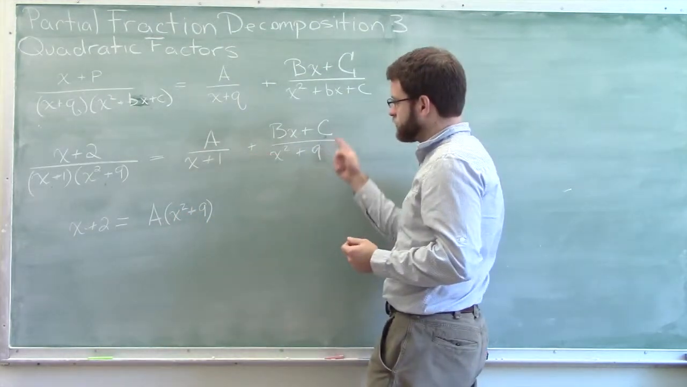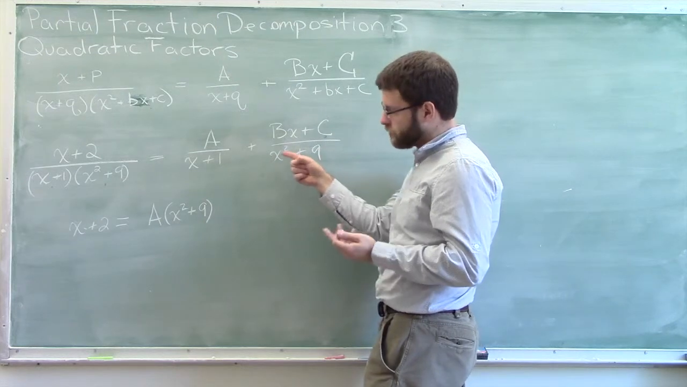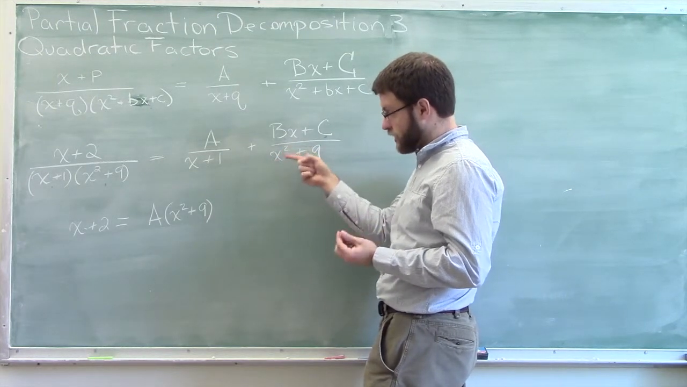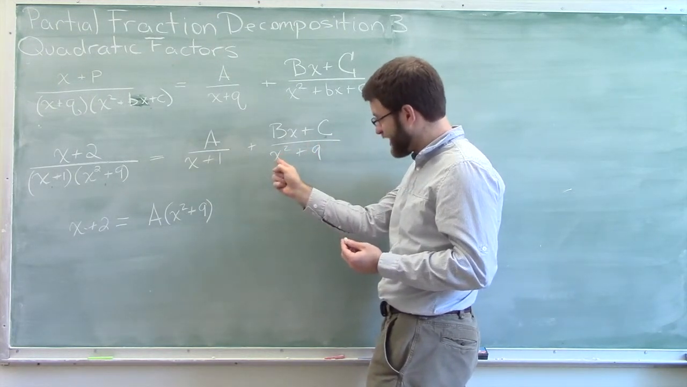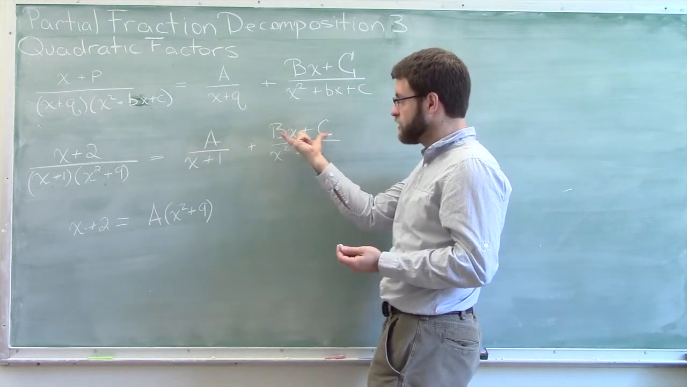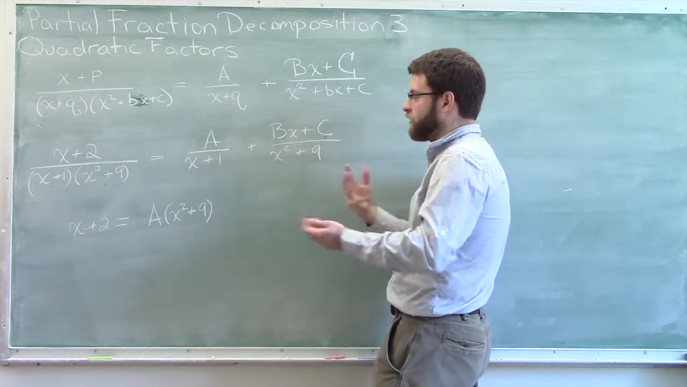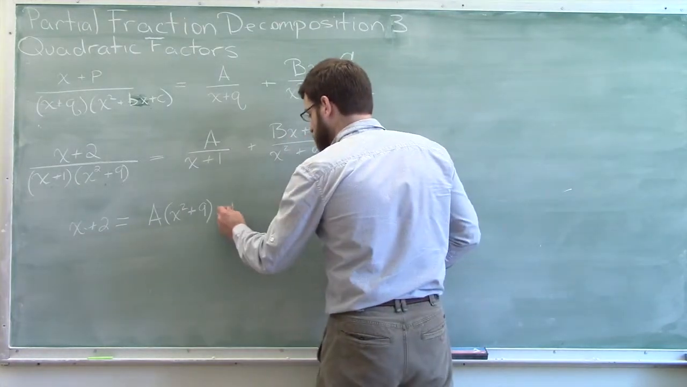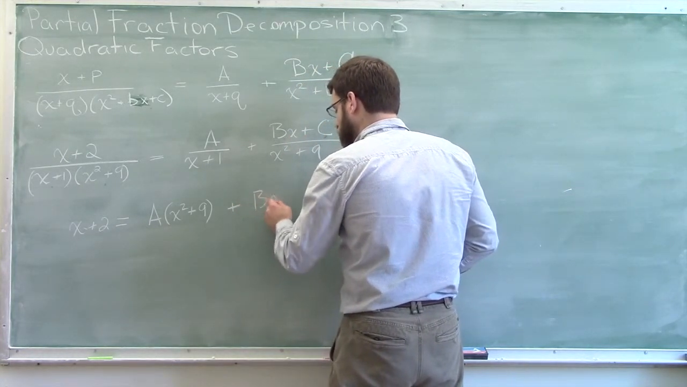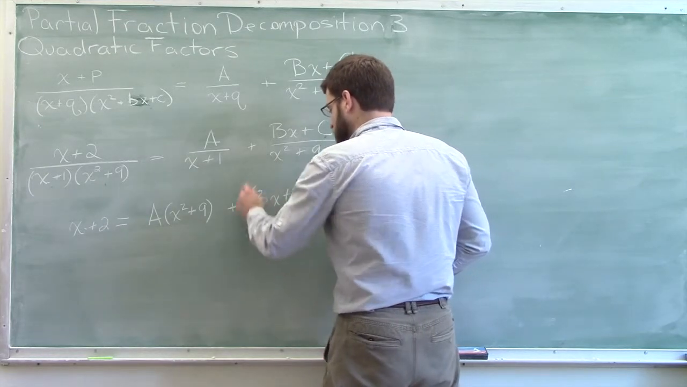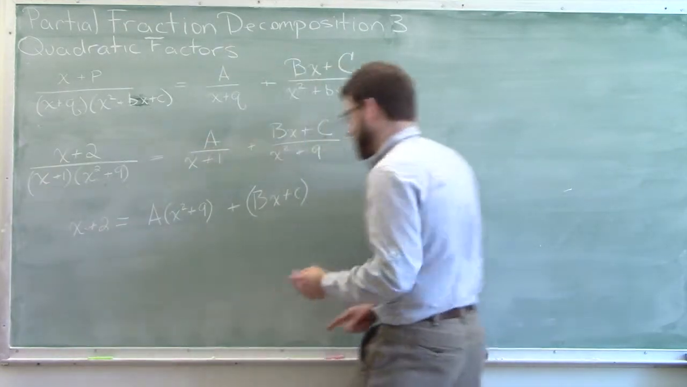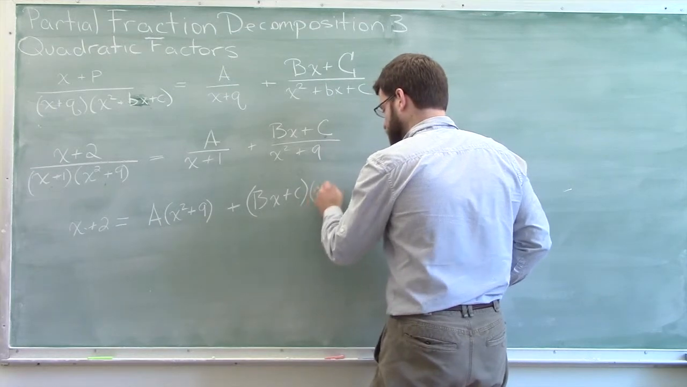And then in the second term here, we're going to multiply by x plus 1, x squared plus 9. The x squared plus 9's cancel and the x plus 1 is left over. But now my numerator has two pieces, bx plus c, so we're going to have to worry about multiplying those things together. So we have bx plus c multiplied by this x plus 1 factor that's left over.